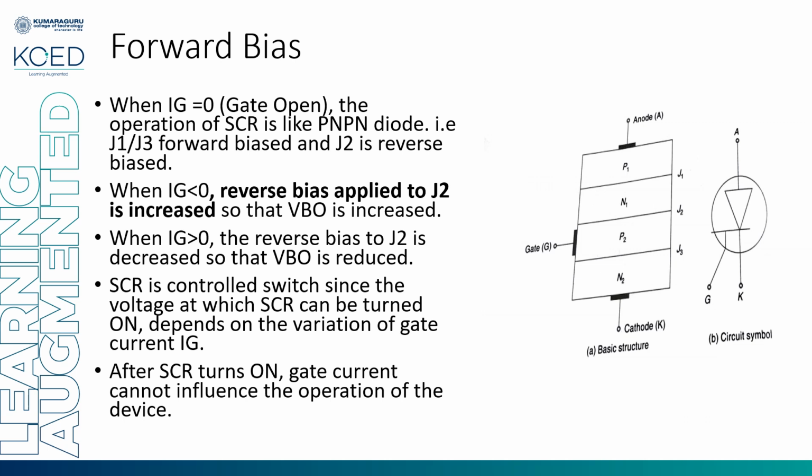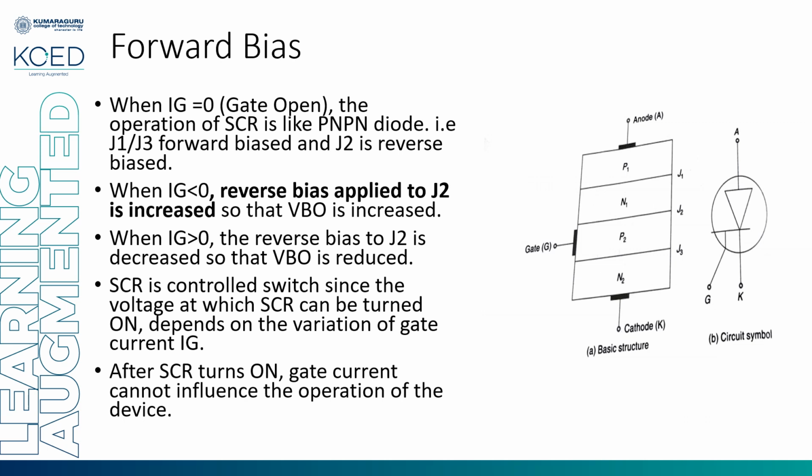And when you give a higher or positive value of gate current, P2 is given a positive value, so J2 will be forward biased. That is, the reverse bias is reduced in the case of junction J2. So VBO is also reduced. So this gate will control the working of J2.